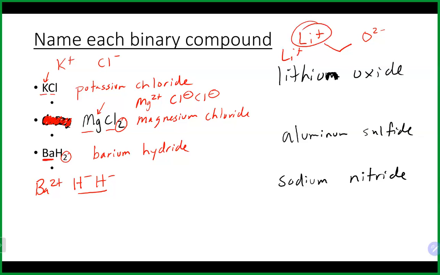And now all you have to do is write what you drew. I have 1 and 2 of those lithiums, so Li2. And I have 1 of those oxygens. There we go. Yes, just like so. Any questions on that one?